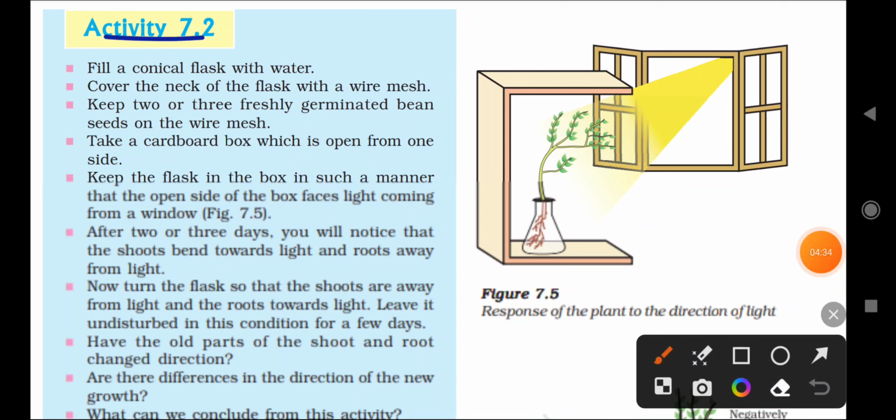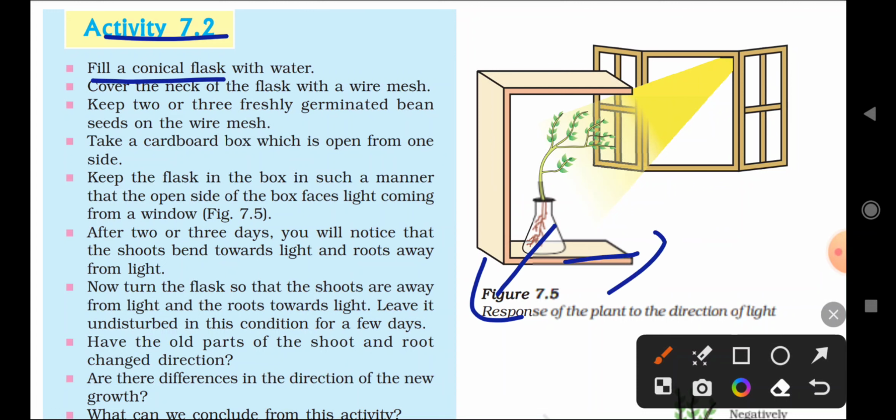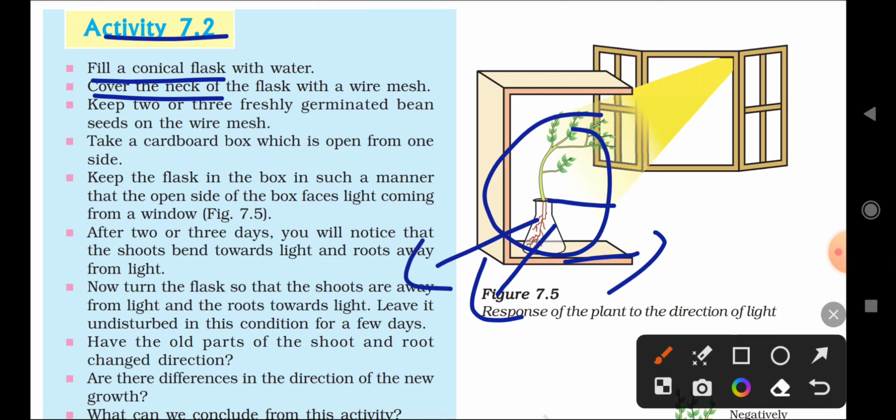Activity 7.2: fill a conical flask with water. Cover the neck of the flask with a wire mesh. Keep 2 or 3 freshly germinated bean seeds on the mesh. Like this, the germinated plant will be placed in the conical flask.